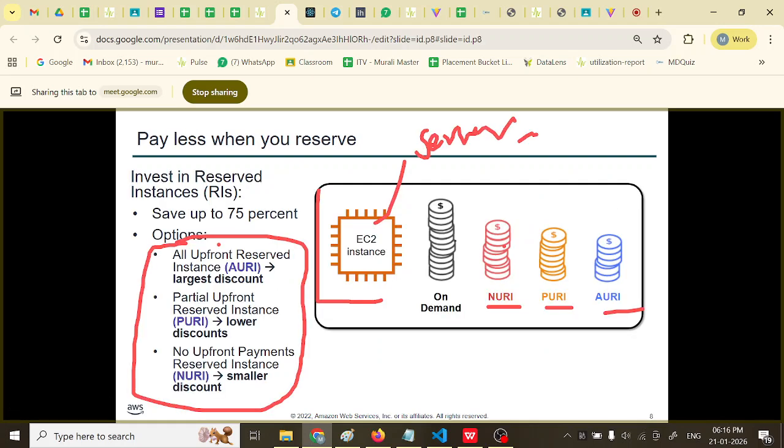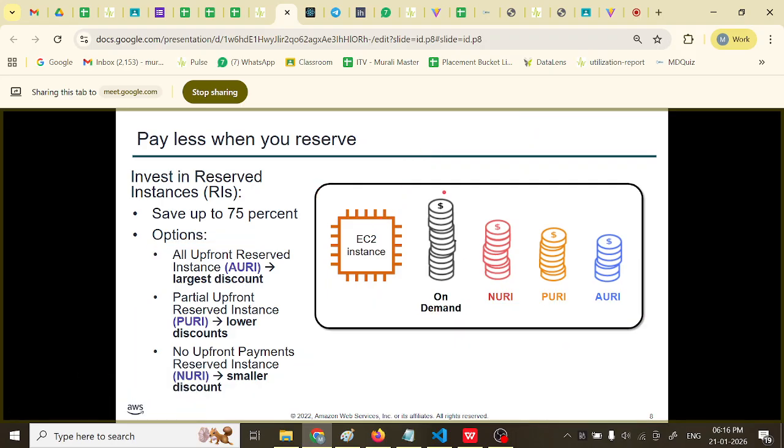To use it efficiently, we have three options. That is four options, actually. The first option is on demand, which is normal, like Ola or Uber, where you pay only for what you use. Another one is a one-time full payment, for one year, where you pay fully up front. I told you about Amazon Prime, right? It is similar to that.